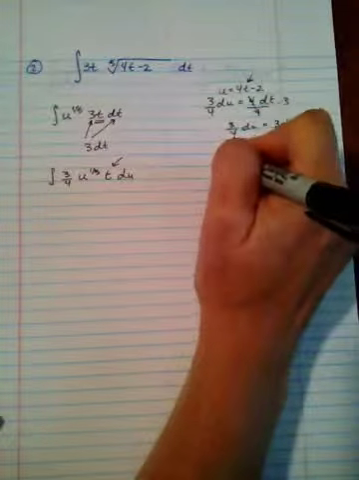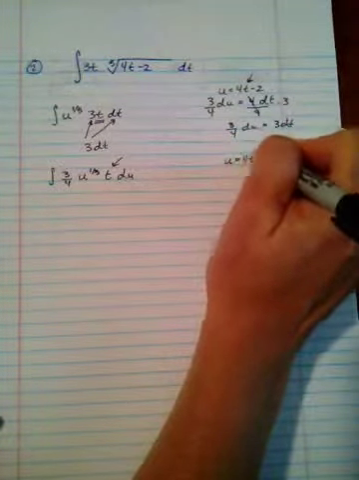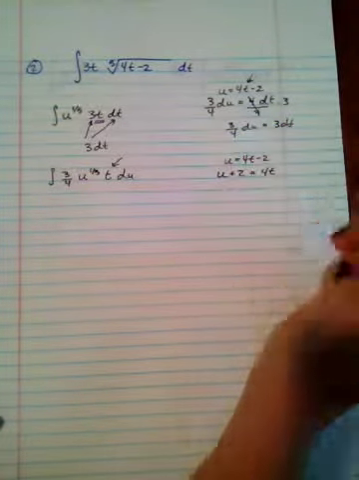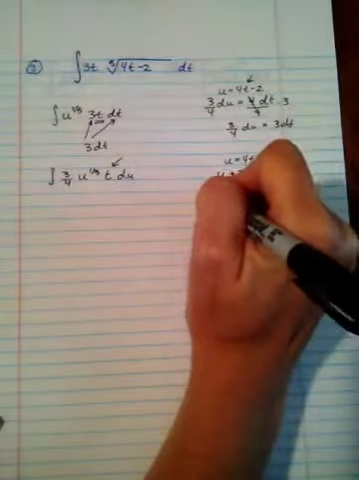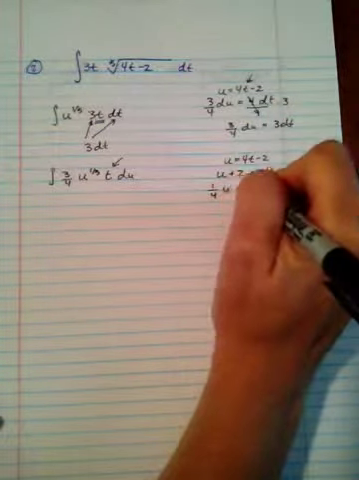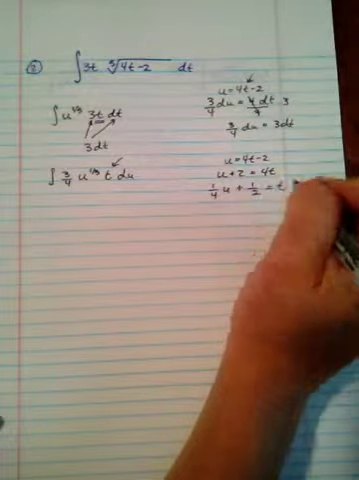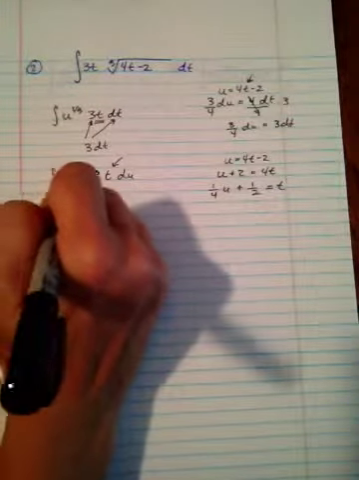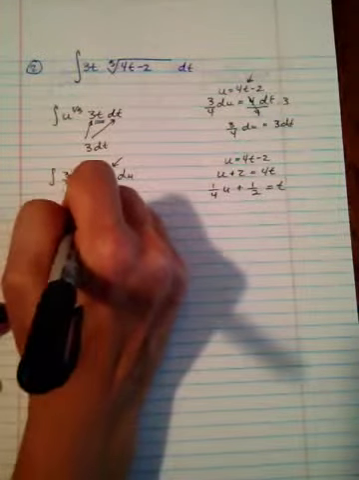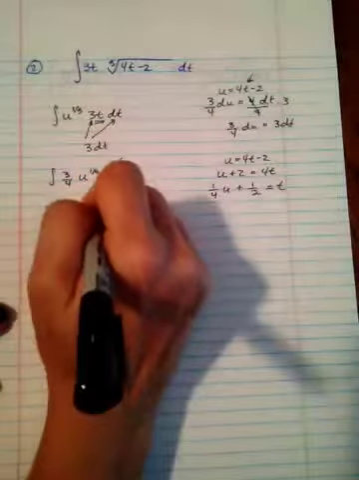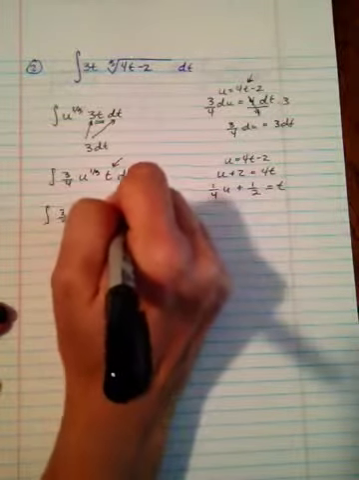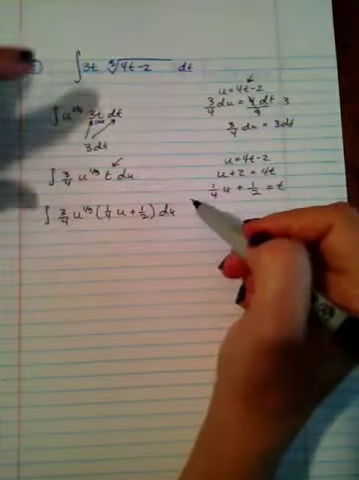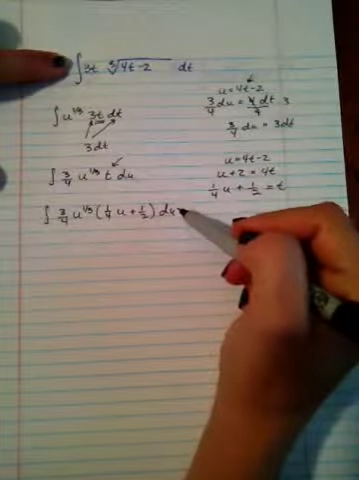So if I start with u equals 4t minus 2 and add 2 to both sides, u plus 2 equals 4t. Divide both sides by 4, I have 1/4 u plus 1/2 equals t. And I have the substitution. So this is really the integral of 3/4 u to the 1/5 times 1/4 u plus 1/2 du. And if you compare these two, this one doesn't look prettier. In fact, it looks worse.